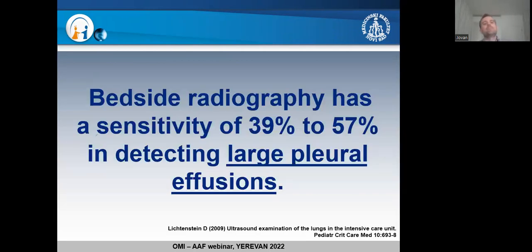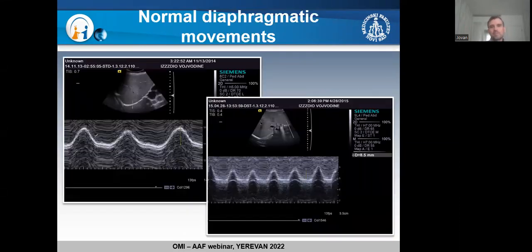Look at this. Bedside radiography has a sensitivity of only 39 to 57% in detecting not any, but large pleural effusions. So please do not perform bedside radiographies for pleural effusions. Just put your probe on your patient, and within 10 seconds, you will know exactly what is going on.